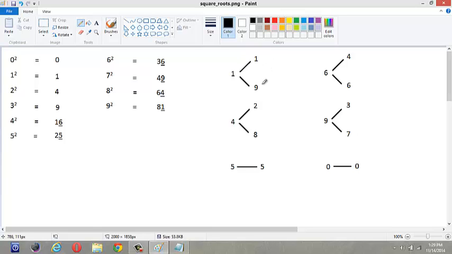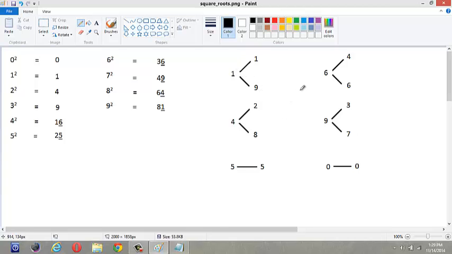Now see here, the numbers which end with 1 and 9 will have squares ending with 1. For example, 1 square is 1, 11 square is 121, 21 square is 441. That is, the numbers ending with 1 will have squares ending with 1. Similarly for 9, 9 square is 81, 19 square is 361. So the numbers ending with 9 will have squares ending with 1.